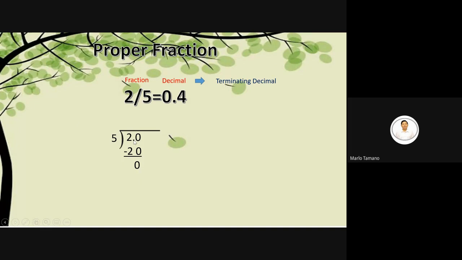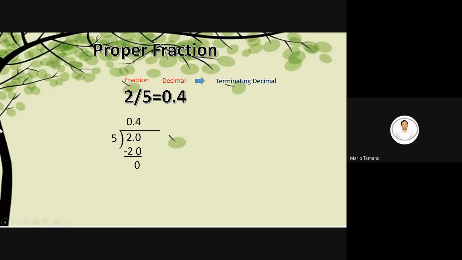Then put a decimal point beside the 2 and add 0 to make it 20. Your new dividend is 20. So 20 divided by 5 is 4. Don't forget to put the decimal point. If you add 0, so that is 2.0, then you also put the decimal point, no? Dun sa itaas nung quotient. So we have here 0.4.